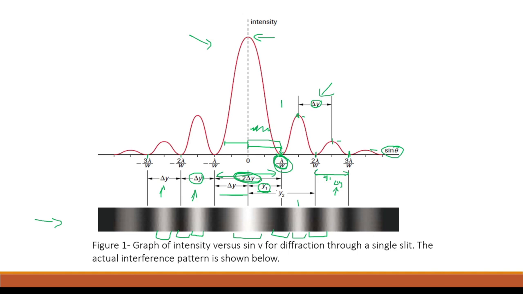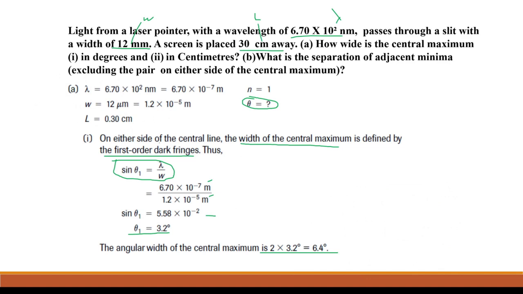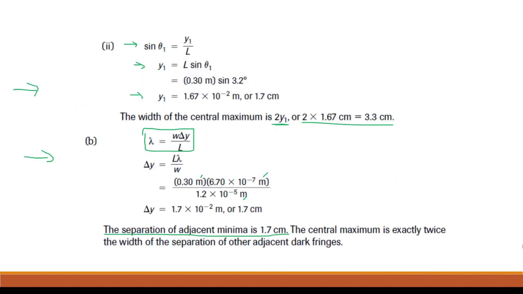This distance, so y1, right? And then we found, we had to look at the separation. What was the size of the separation between extrema, specifically minimum, but it's the same for all the extrema. And so that was delta y, and we found that it was the same value.